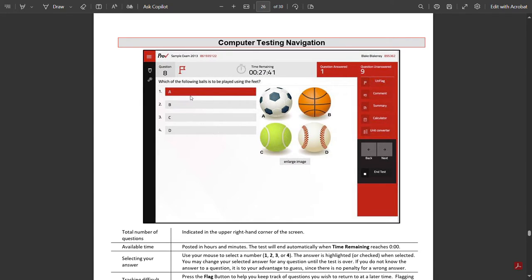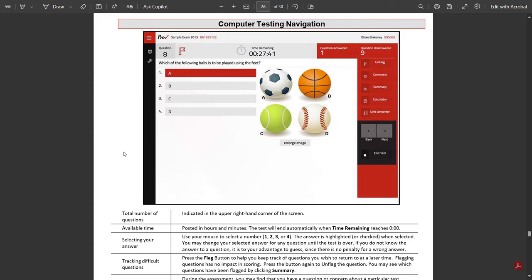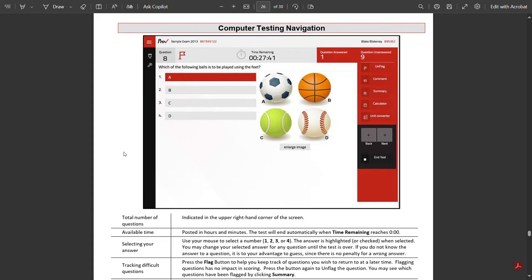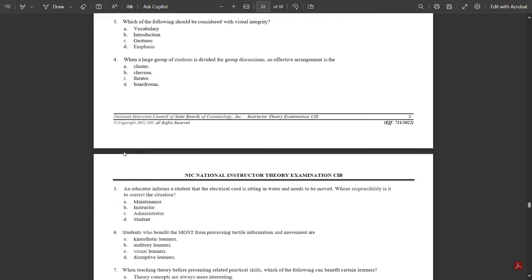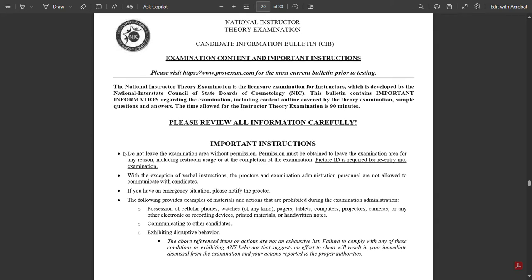When you took your driver's license test, it looked similar to this. So it's a multiple choice exam. It allows you to skip questions, flag questions, come back to them, things like that. When it comes to taking the theory multiple choice exam, I have a couple of pieces of advice.